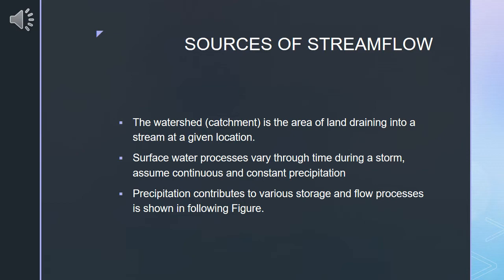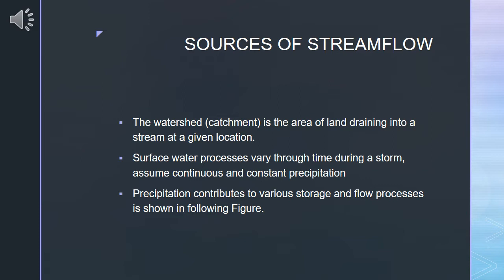Subsection of surface water is sources of stream flow. We need to cover what the sources of stream flow are. First of all, let's define the watershed, which is the catchment, the area of land draining into a stream at a given location. The surface water processes vary through time during a storm. Here, storm is defined as precipitation, the rain events and so on.